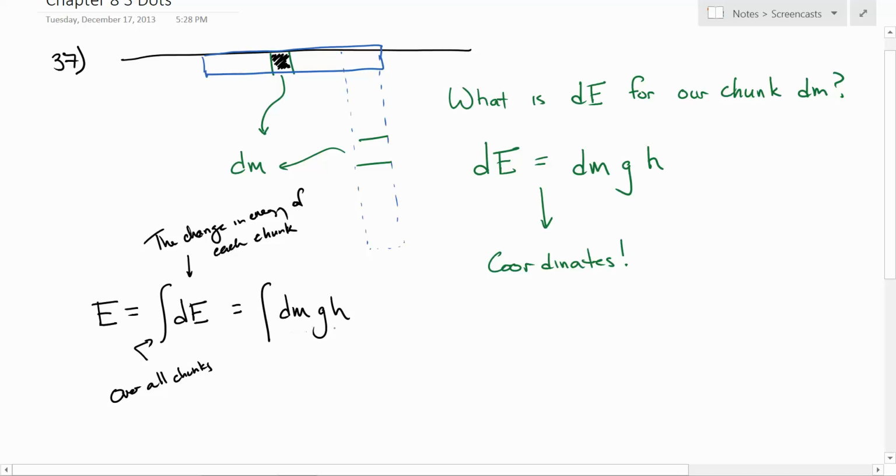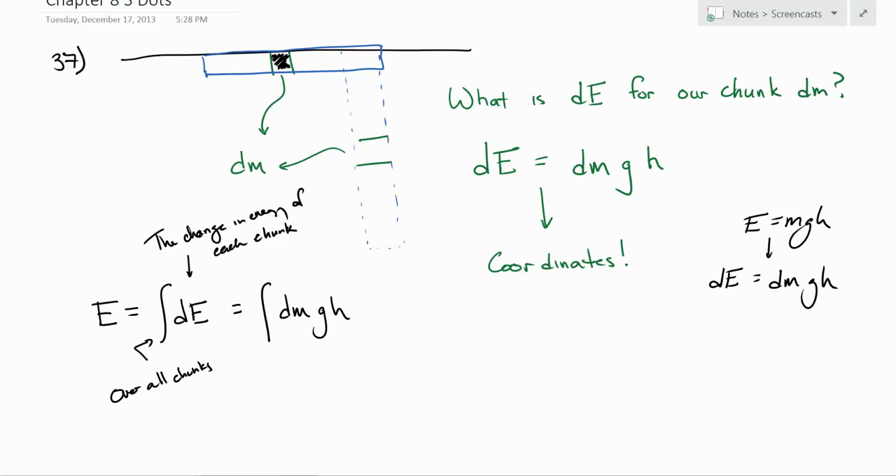And now I'm just rephrasing this. One way to look at this is basically that the energy for a chunk looks like mgh. And so the little chunk of energy is the little mass times g times h. That's how I'm chunking this. Now the problem is this needs to be in terms of coordinates. I can't just integrate with respect to m in this context. It doesn't, technically speaking, make sense.